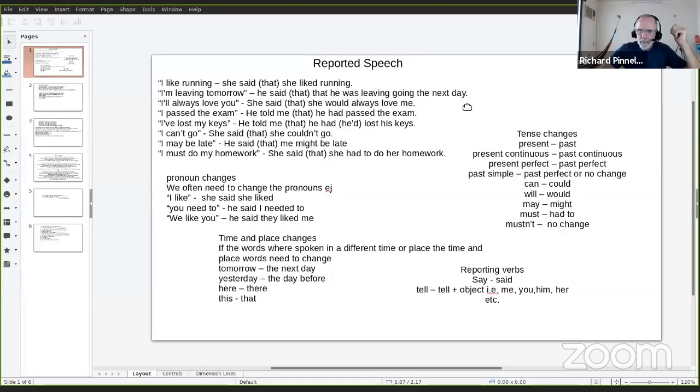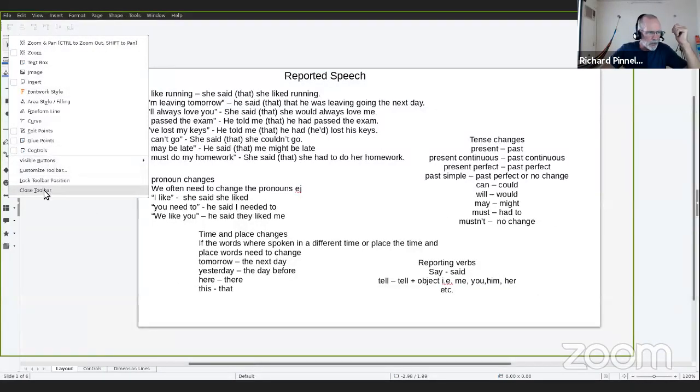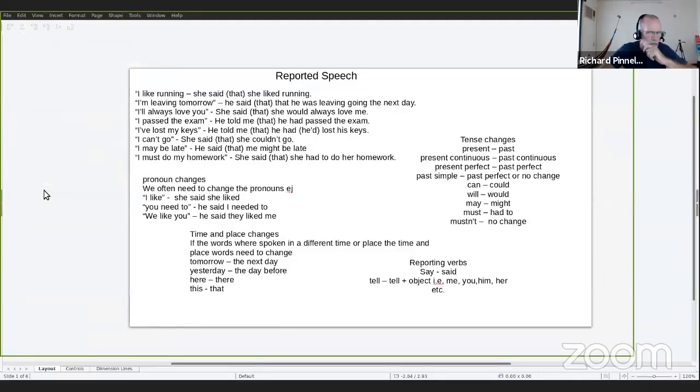So let's begin the class then. Reported speech. So remember, this class is in English, 100% English, because it's intermediate level. So let's get the screen. Reported speech. Okay, good. So what is reported speech? Well, to begin, I have some examples of reported speech.